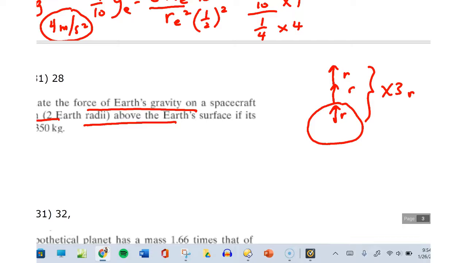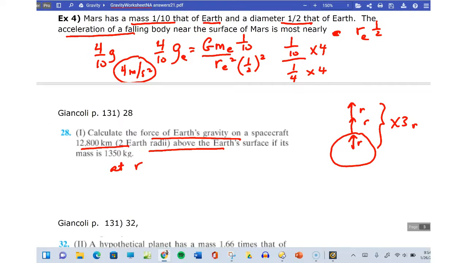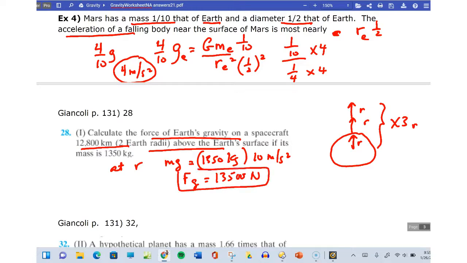Well, calculate the force of the Earth's gravity. What would it be at r? On the Earth it would be m times g, which is 1350 kilograms times 10 meters per second squared. So on the Earth, it'd be 13,500 newtons. But that's not the question. The question is, what if you go 2r above the Earth's surface, really effectively tripling the distance.